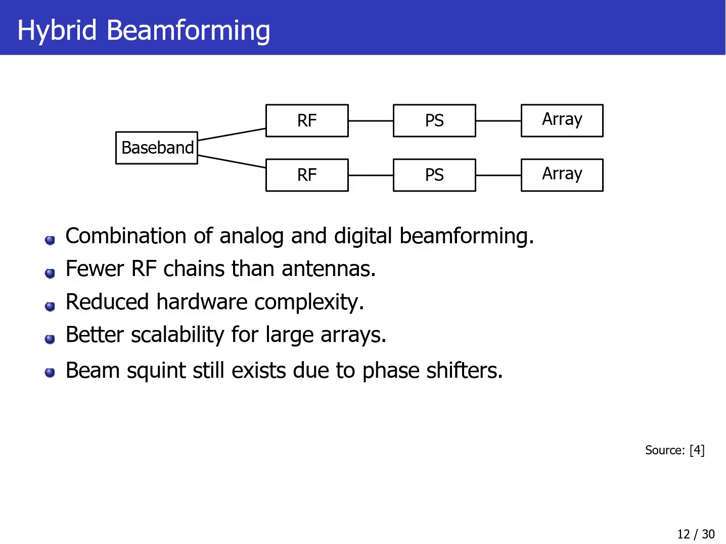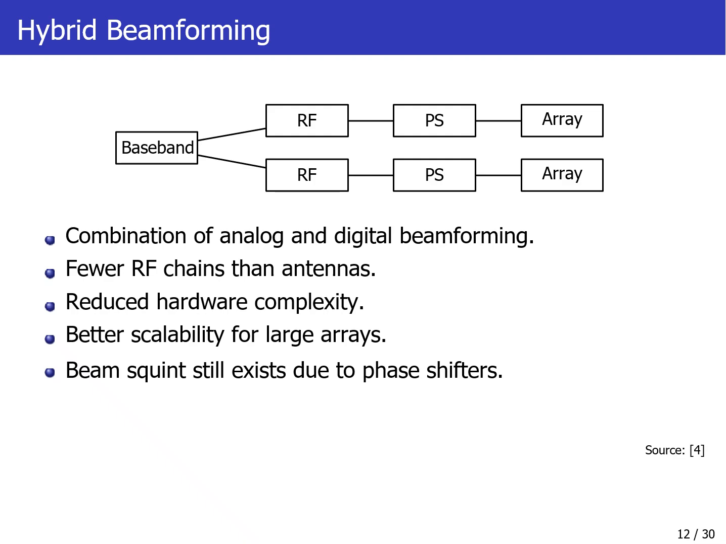Hybrid beamforming. It combines both analog and digital beamforming. Here, a smaller number of RF chains are connected to larger antenna arrays through analog phase shifters. Hence, hybrid beamforming has advantages like reduced RF hardware complexity, lower power consumption, good scalability, and multi-stream transmission capability. This hybrid beamforming offers a compromise between analog and digital architectures.